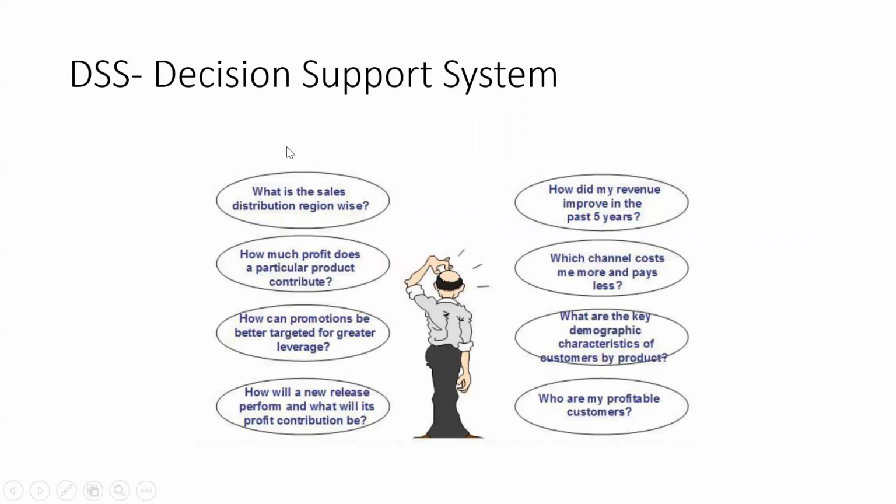Now DSS. DSS means decision support system. This is not actually for data engineers. We are creating those dashboards, and after that, the particular people from the client itself try to figure out questions to improve their business. You can see those questions. What is the sales distribution region wise? How much profit does a particular product contribute? So the decision support system users will be checking those questions through the KPIs.